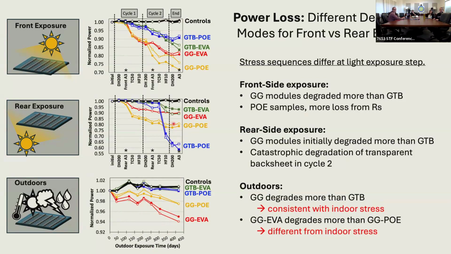If you look up here, there's a little more degradation for the glass POE case for both of our indoor stress sequences. So that could just be sample to sample variability. We might not have enough statistics here to really be able to say which one should be degrading more, or there could be something missing for the indoor stress sequence. So those are both options.